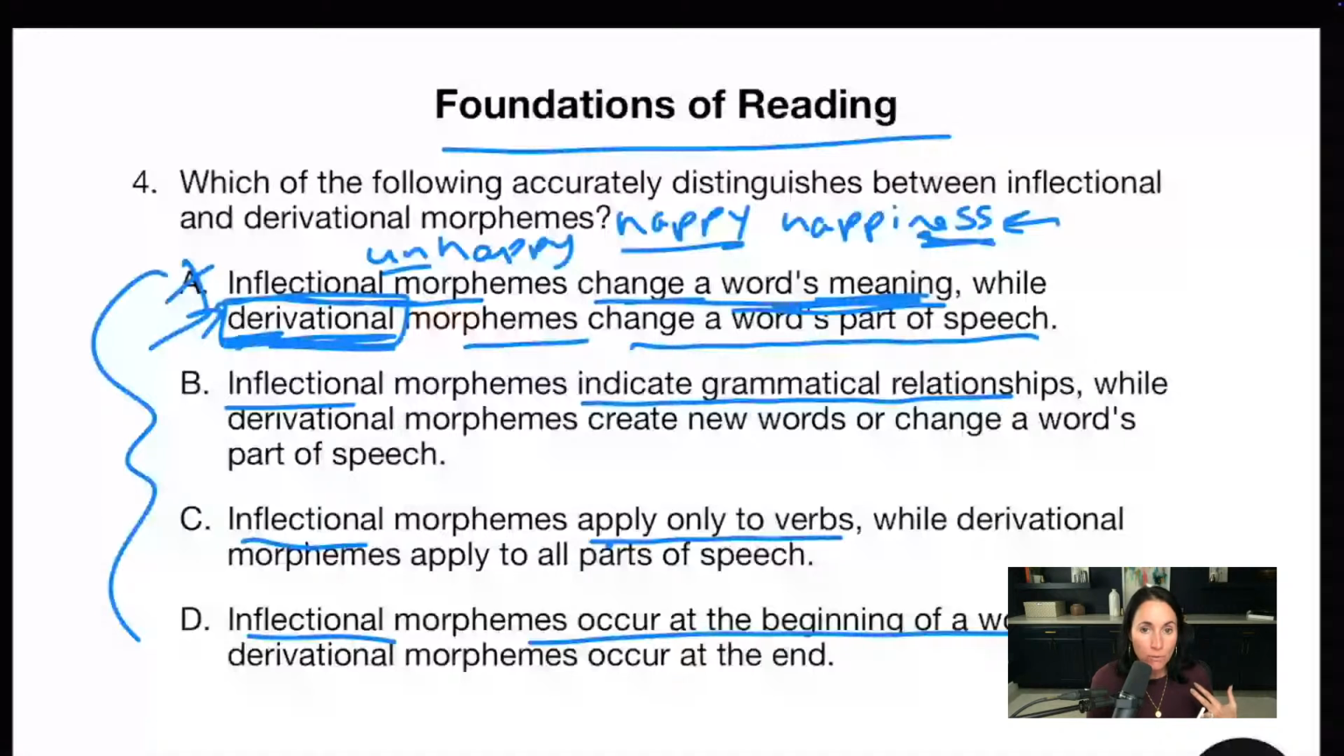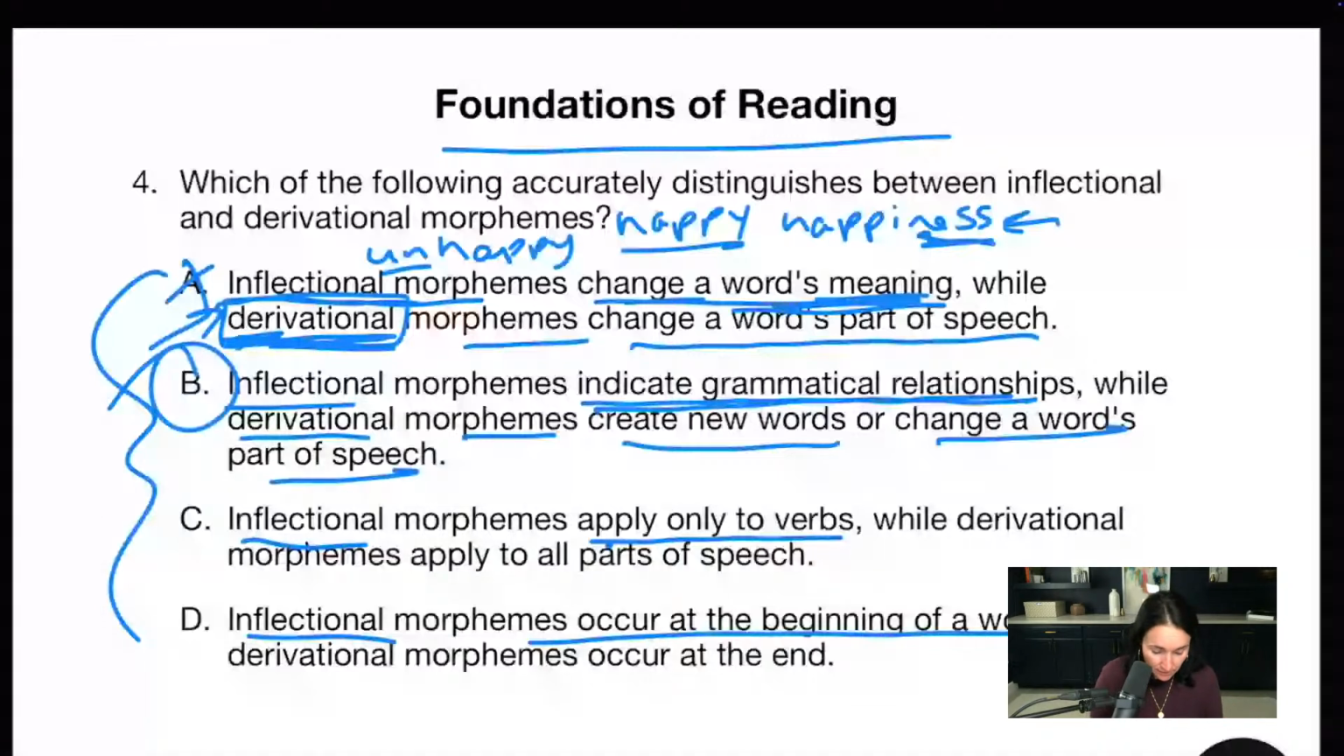Okay. So let's have a look at B. Inflectional morphemes indicate grammatical relationships, okay? While derivational morphemes create new words or change the word's part of speech. So B looks like it's it. Let's discredit C and D. Inflectional morphemes apply only to verbs. No. You could have inflectional morphemes added to anything. And derivational morphemes apply to all parts of speech. I mean, sure, but the first part of this is not true.